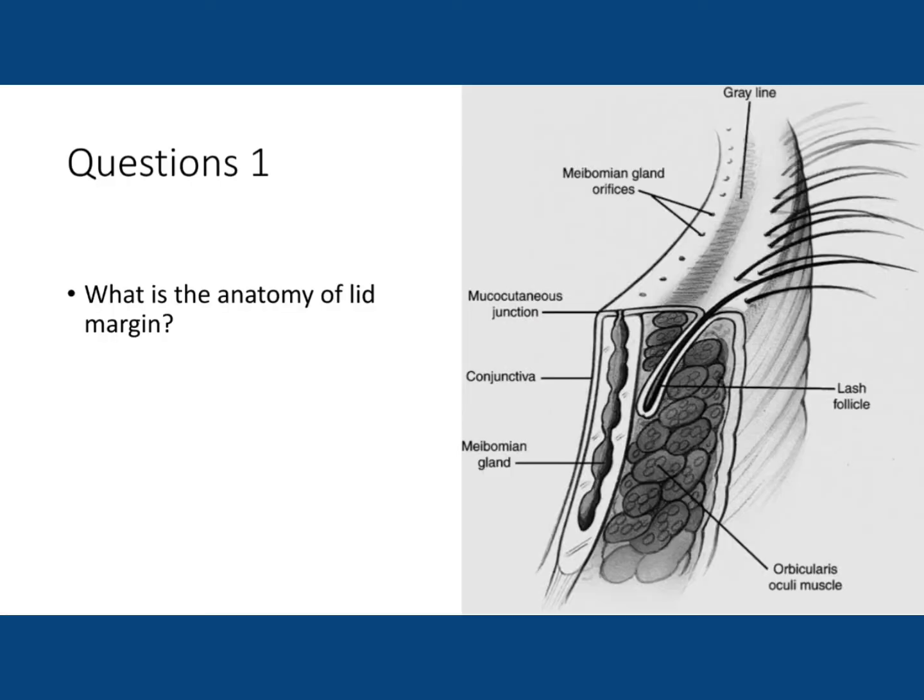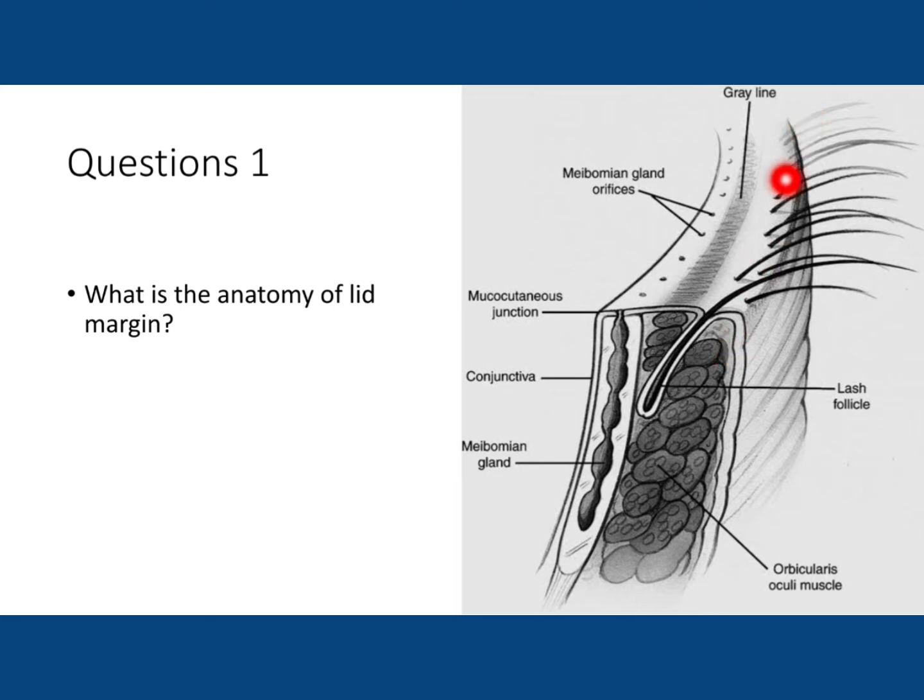So what is the anatomy of lid margin? Lid margin anatomy is divided into two sections: lacrimal part and ciliary part. Lacrimal part is present on the nasal side, and ciliary part is temporal to the lacrimal part. In the lacrimal part there is no eyelash or gland, only punctum is there, and the ciliary part is divided into three sections.